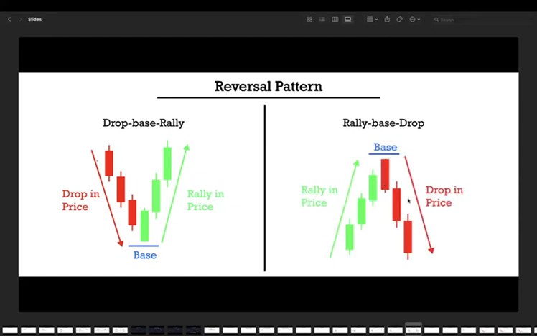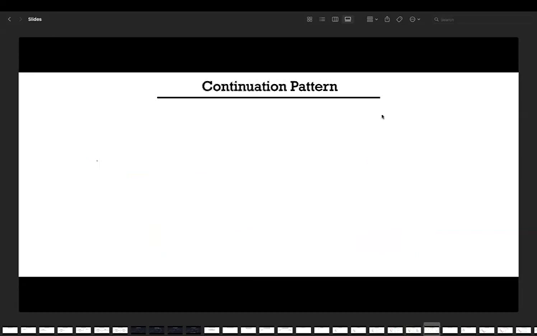So it looks like this: rally in the price, base, and drop. And again, the base here is the zone of candlesticks, or just one candlestick like here, that is causing a reversal or another movement. So here the price is rising, base formation, and falling. So that was about reversal patterns.